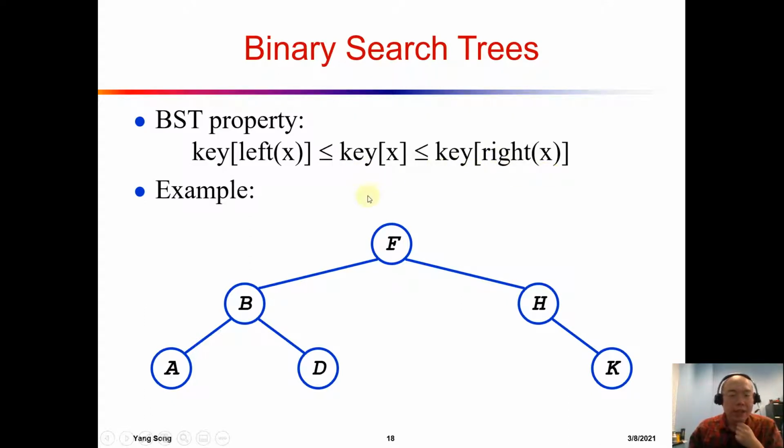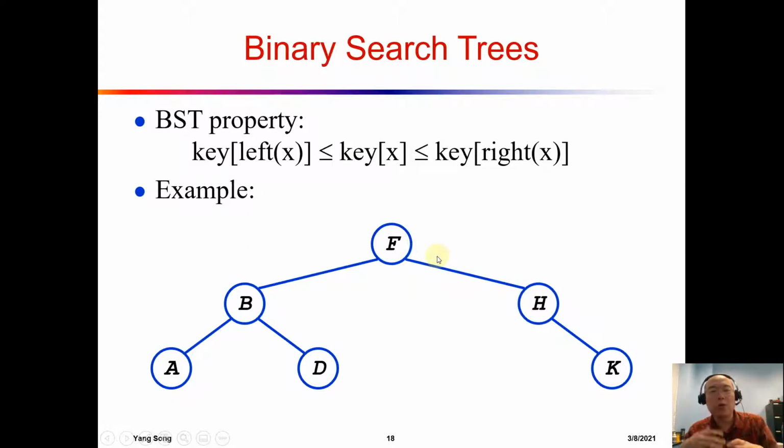Okay, and then for example, if we have such a BST, yeah, we are using letters instead of numbers, but you get the point. So F is greater than B. B is a left child of F. That is okay because B is smaller than F. And H is a right child of F. And H is indeed a larger value than F.